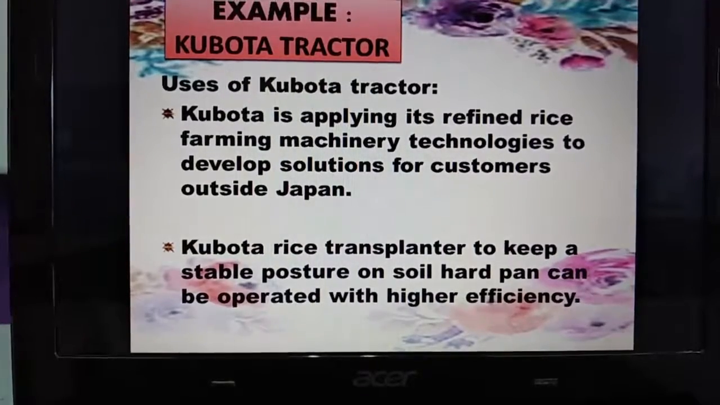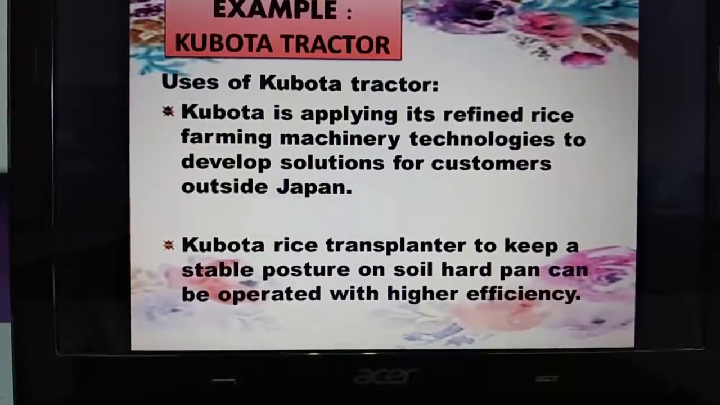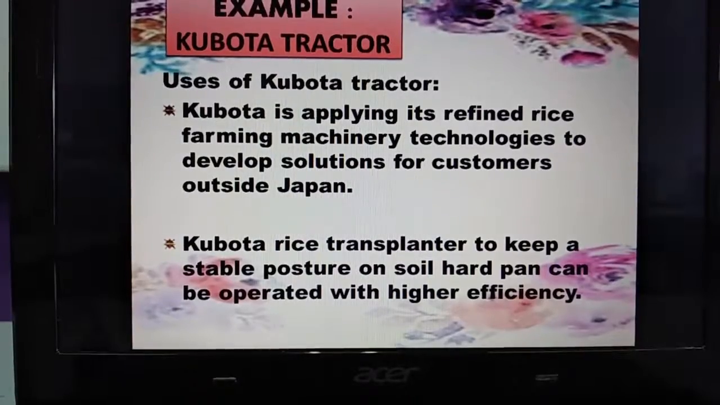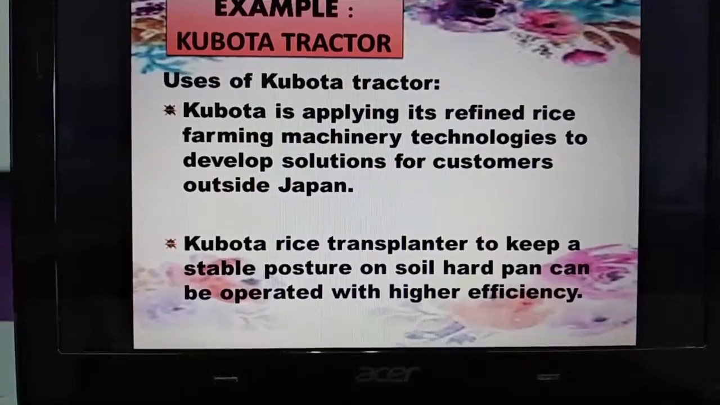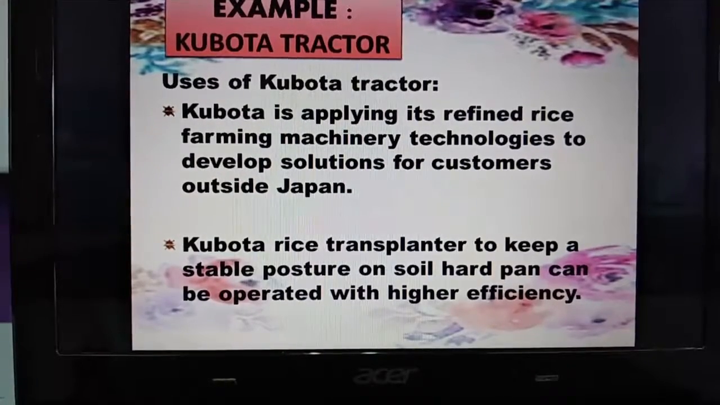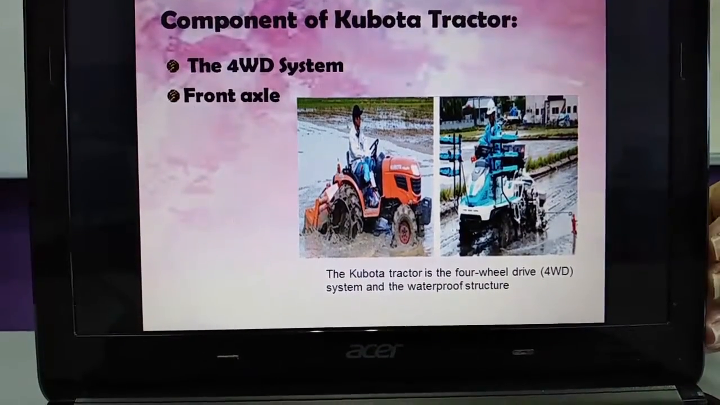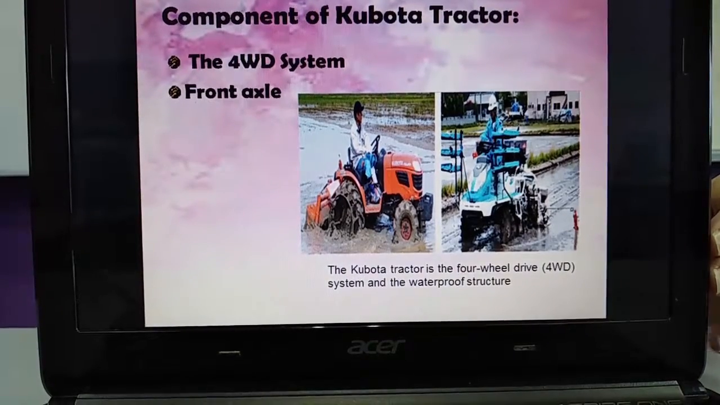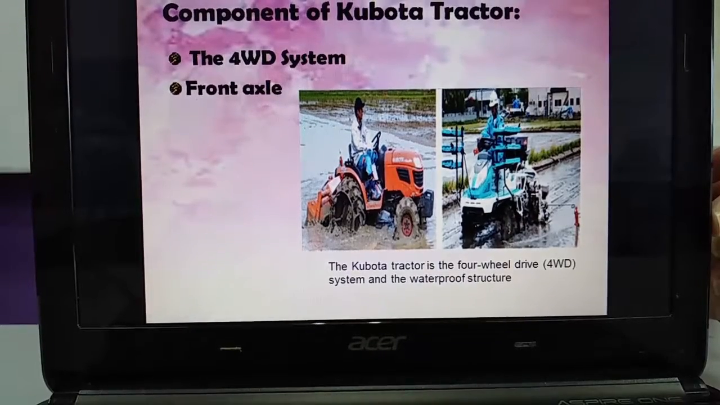As a result, seedlings are uniformly planted and the rice transplanter keeps a stable posture on hard pan, so it can be operated with higher efficiency. This rice transplanter keeping a stable position on hard pan can work more efficiently and can uniformly transplant the rice seedlings. This is an example of a Kubota tractor, which has the 4WD system. This 4WD system makes uniform and deep tillage easy and decreases slippage of the lightweight tractor.